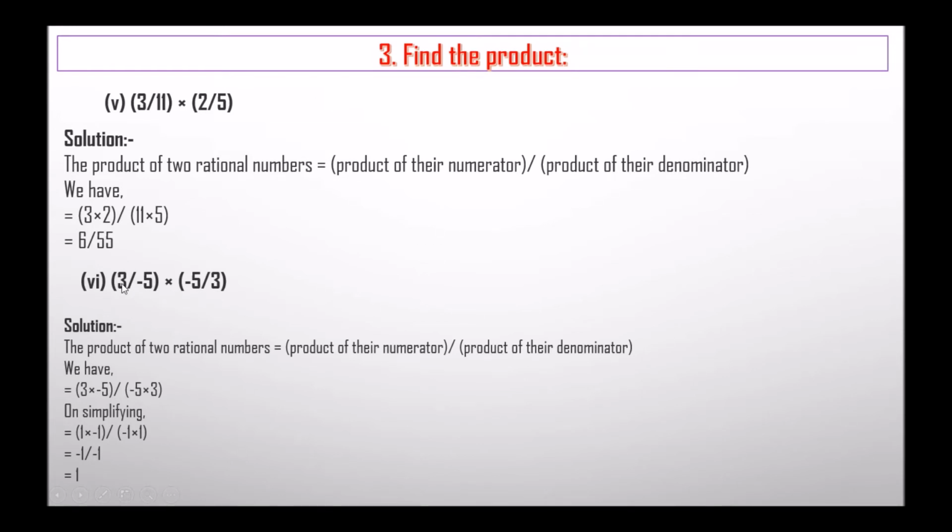3 upon minus 5 into minus 5 upon 3. First we will multiply the numerators. So 3 into minus 5. Or we can simply cut 3 and 3, minus 5 and minus 5. So we will get 1.